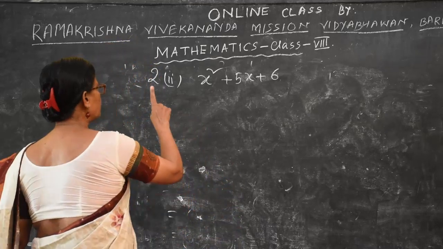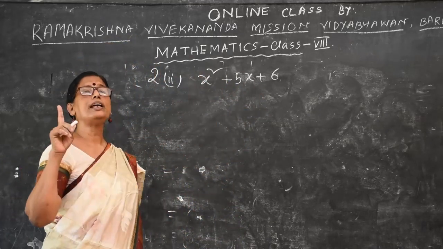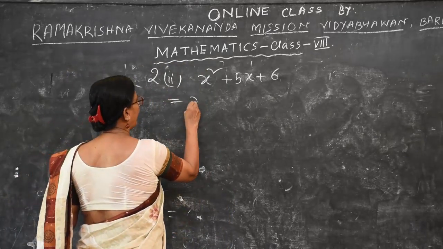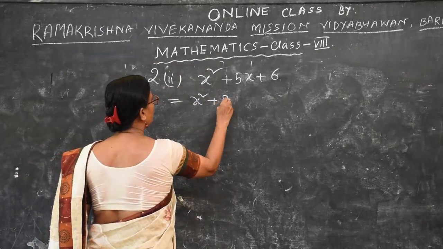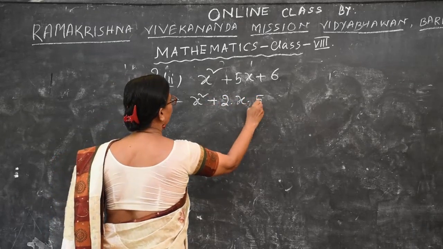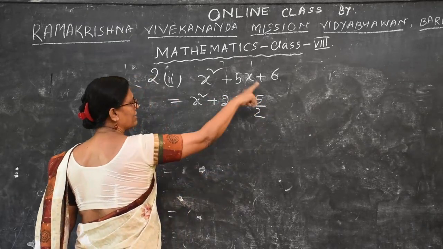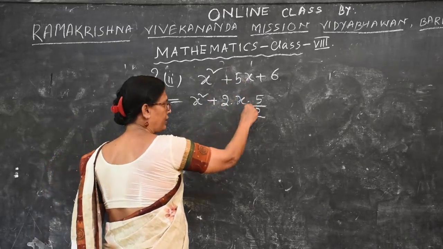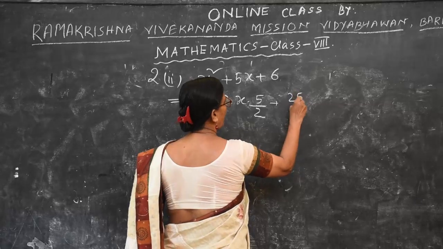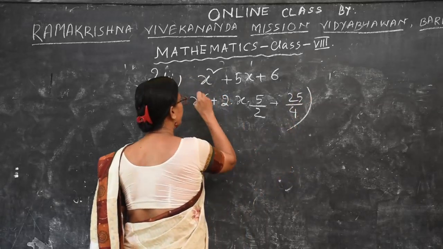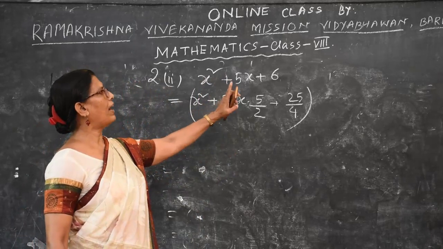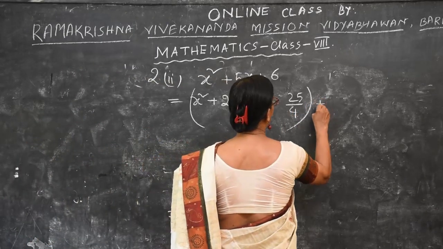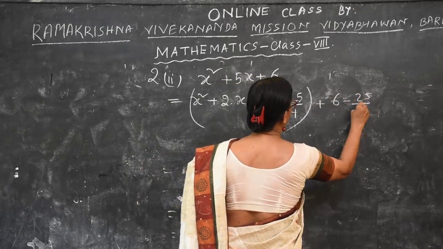So first we express it as a difference of two squares. It is this one: x square plus 2 into x into 5 by 2. By this method, if 2 is crossed, then 5x is left. For this 5 by 2, 25 by 4 is introduced here. So 25 by 4 is there, and we can write plus 6 minus 25 by 4.